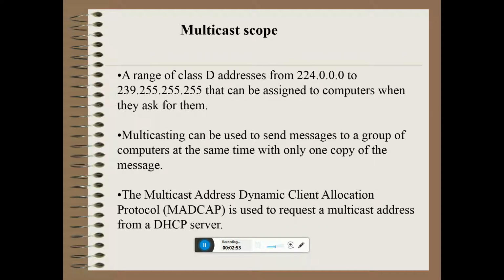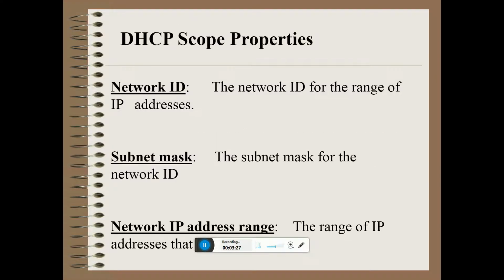Multicast. This range, class D, is 224.0.0.0 to 239.255.255.255, which can be sent to computers when they ask for them. Multicasting can be used to send messages to groups of computers at the same time with only one copy of the message. The multicast address dynamic client allocation protocol, MADCAP, is used to request a multicast address from the DHCP server.